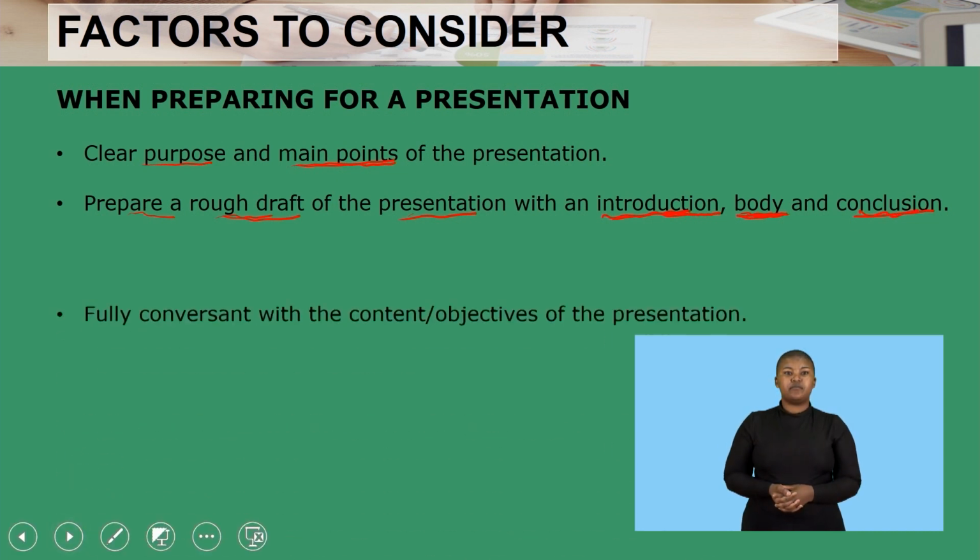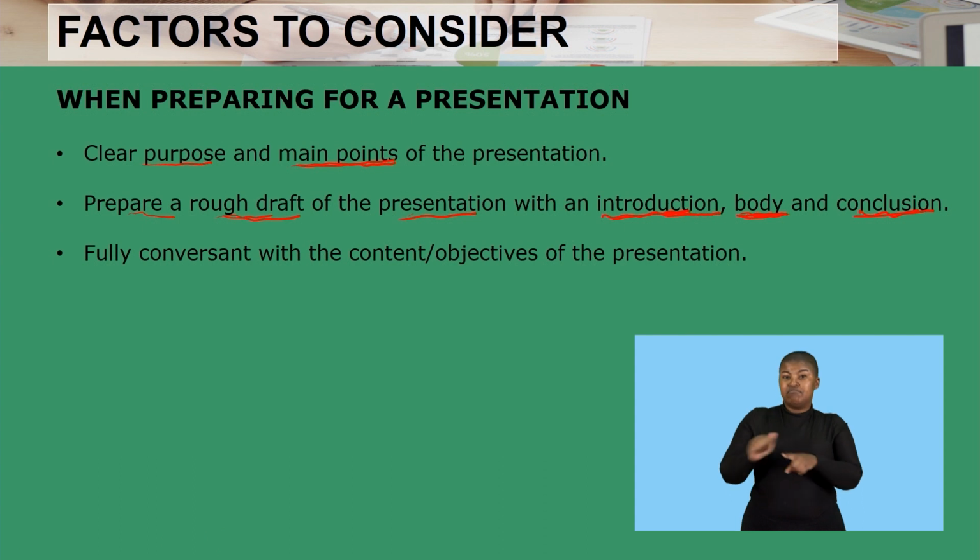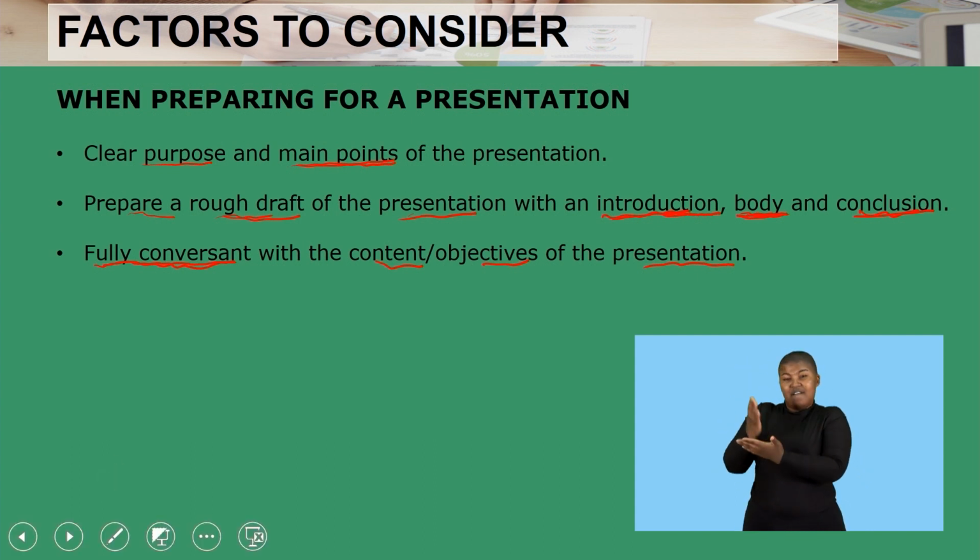And as we move again, another factor to be considered when preparing for a presentation is that the presenter should be fully conversant with the content or objectives of the presentation, because the presenter may not present content that they do not understand. Hence, we're talking about being fully conversant, meaning make enough research, know all the facts that relate to the presentation.